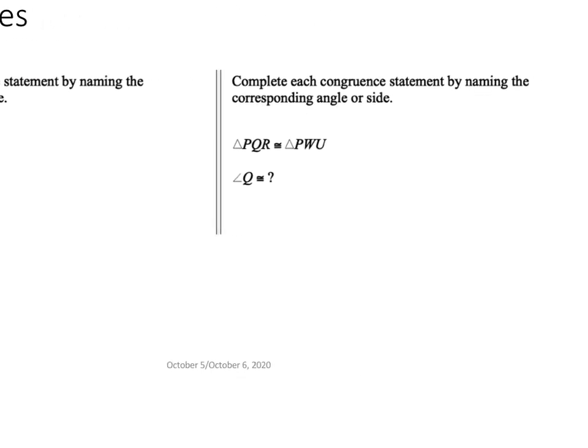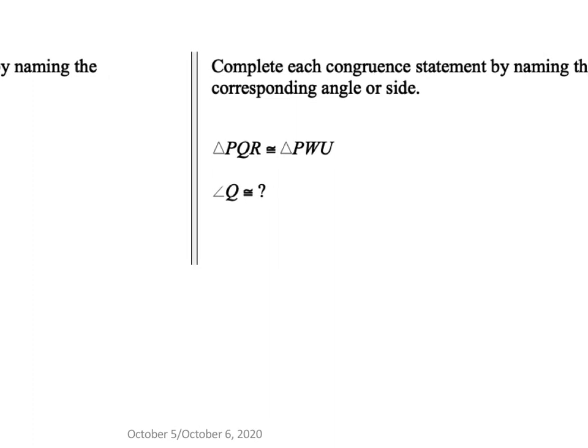All right, let's look at the same kind of idea here, but now we're looking at an angle. So here's our congruence statement, and we want to know what angle Q is congruent to. Now, angle Q is that second letter, so we're going to look for the second letter in our second triangle, and we see that angle Q is congruent to angle W.